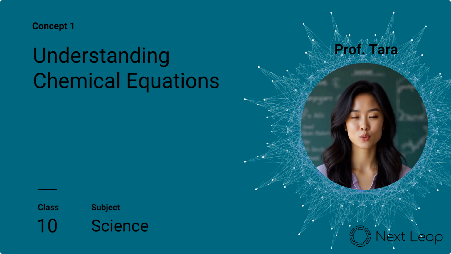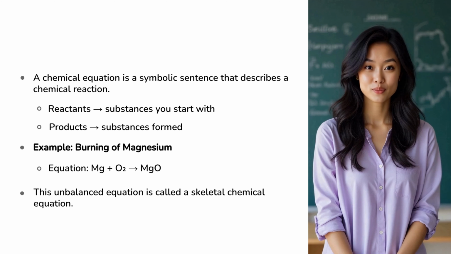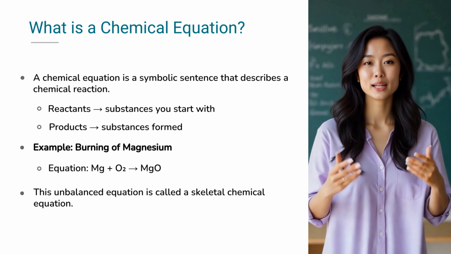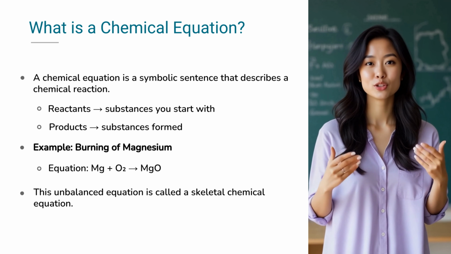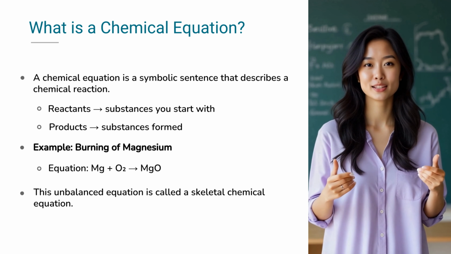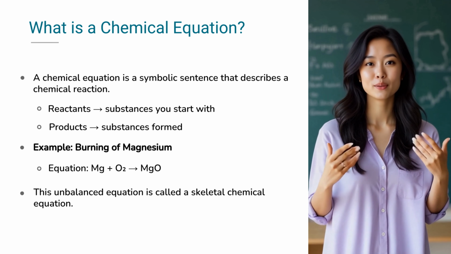But here's the real question: how do scientists record or communicate these invisible transformations? That's where chemical equations step in. They're not just formulas, they're the universal language of chemistry, revealing what's changing, how, and why. So, what exactly is a chemical equation? Think of it like a sentence in the language of chemistry, where we describe what substances go in and what new substances come out of a chemical reaction.